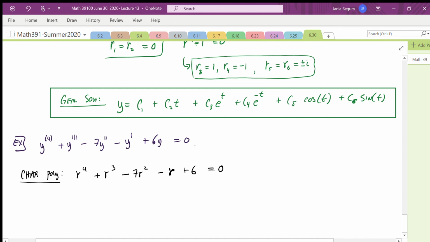So we're expected to find 4 roots to this, right? So we're looking for r1, r2, r3, and r4. Now how do we find those roots? So can we factor this? Do we have a technique for that?